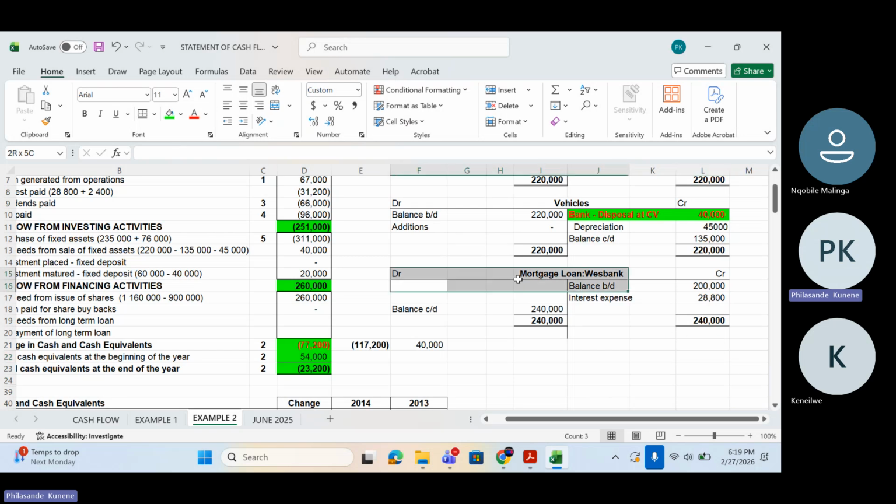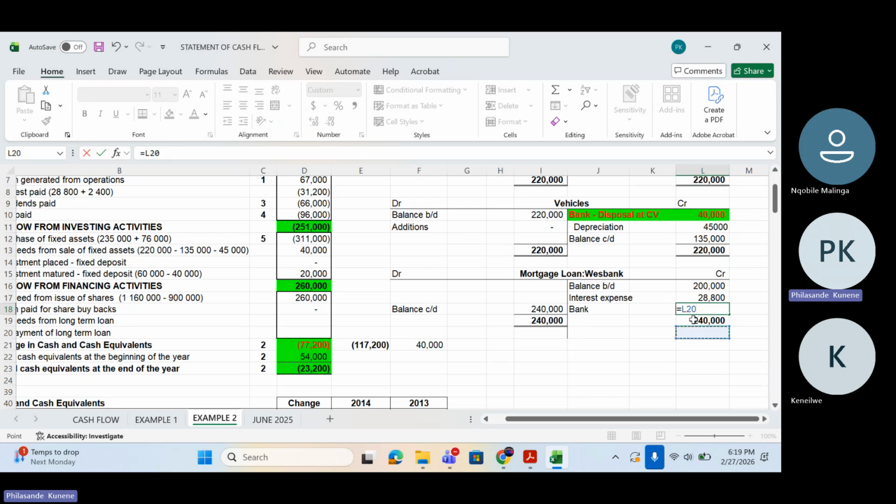Instead of paying the loan, we didn't pay the loan, but instead we borrowed more, right? How much did we borrow? When it comes to the loan, we borrowed how much? 11,200. I hope you guys can see the additional amount that we borrowed.